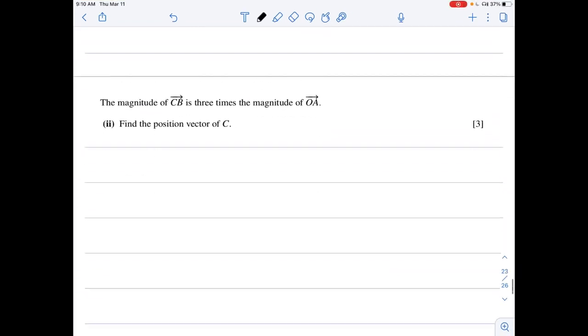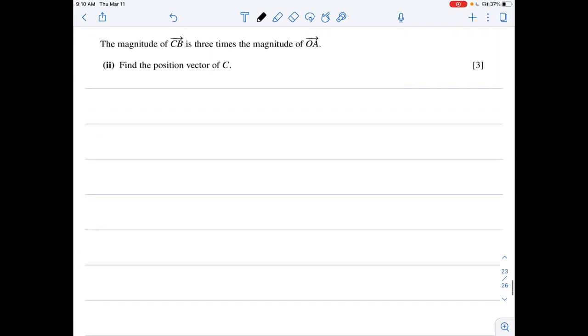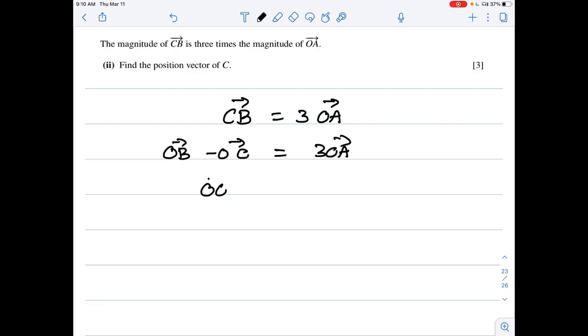Next part of the question. The magnitude of CB is 3 times the magnitude of OA. Find the position vector of C. So basically CB is 3 times OA. CB means OB minus OC is equal to 3 times OA. So OC is equal to OB minus 3 times OA.